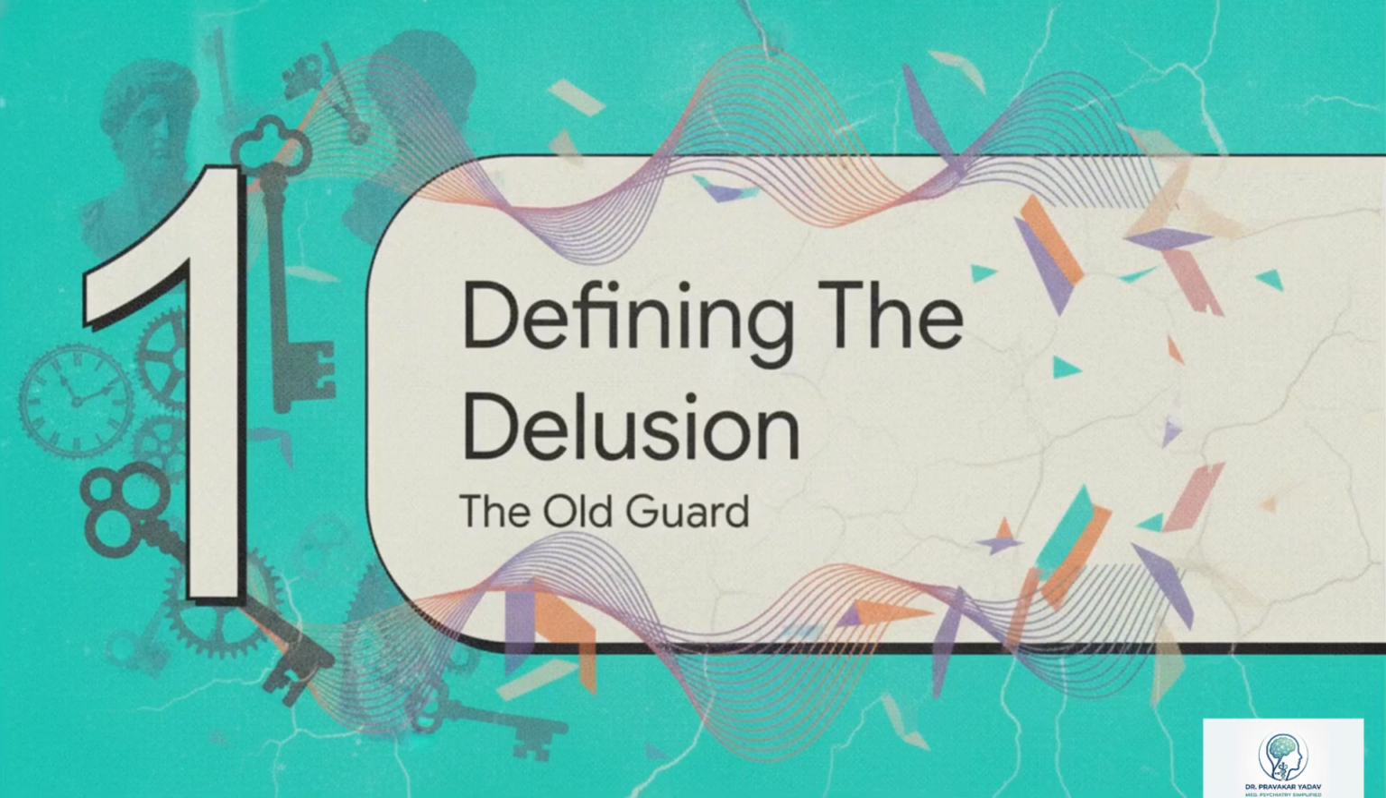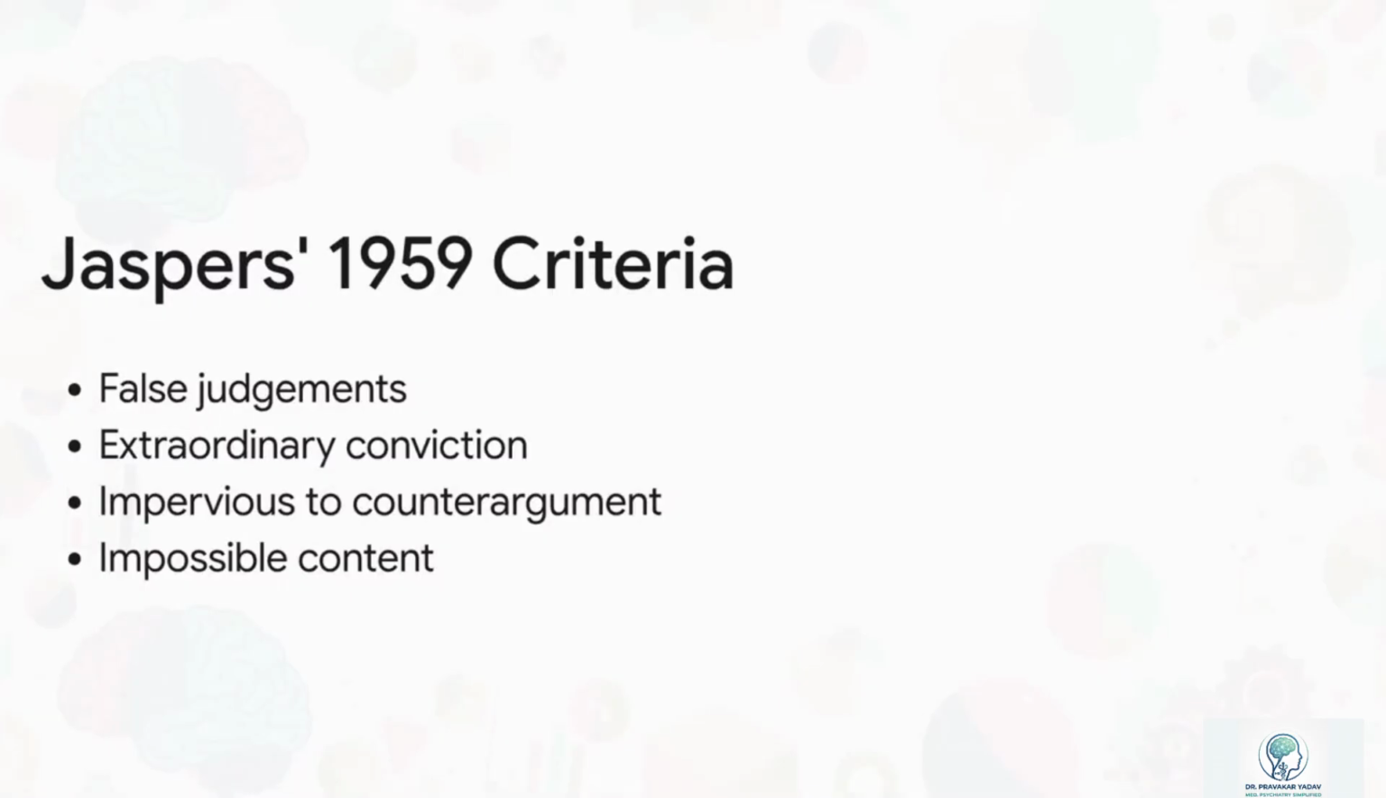Okay, Section 1. Defining the delusion, the old guard. Let's look back at how early psychiatric pioneers originally tried to tackle this. For a long time, the standard approach was to use Karl Jaspers' 1959 criteria. Jaspers created this very specific black-and-white checklist.